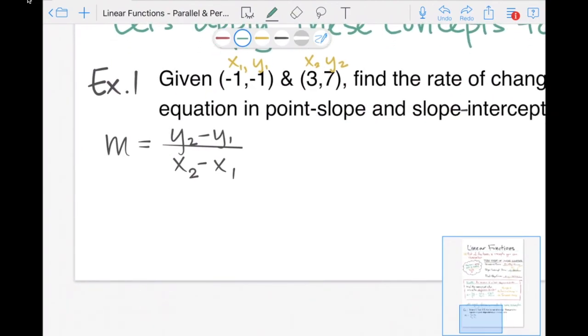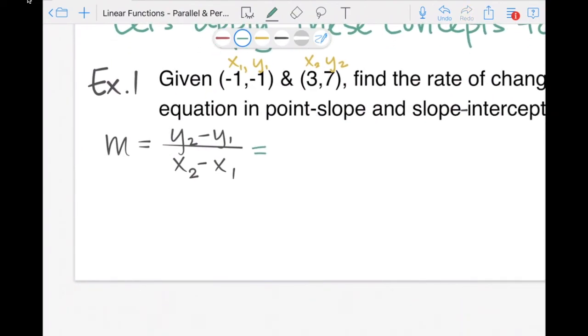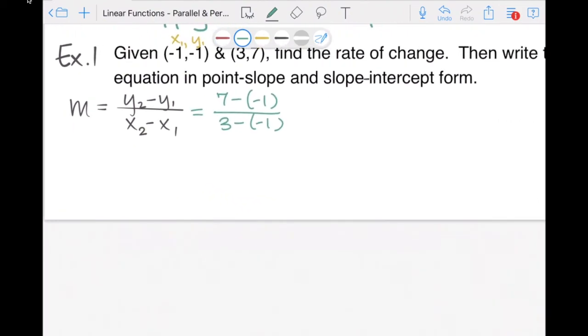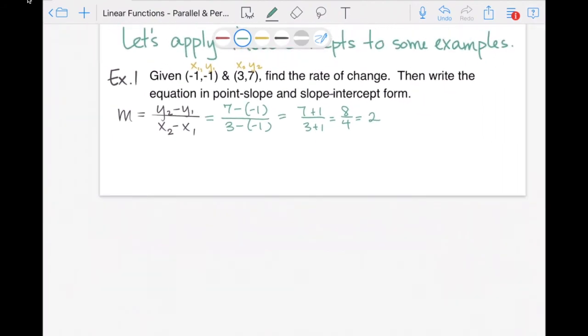So let's go ahead and plug numbers into the formula to find our slope. So our y2 is 7. The formula has the minus in it. And then our y1 is -1. Over, and then our x2 is 3. Minus is in the formula, and then our x1 is -1. So now we're just going back to concepts with adding and subtracting integers. Minus and negative is the same thing as plus, so we can rewrite this as 7 plus 1 over 3 plus 1, or 8 over 4, which is 2. So now we've got our slope.